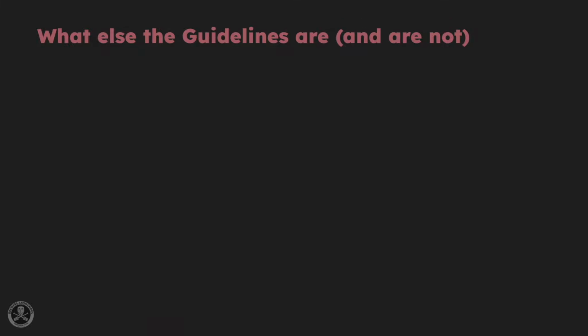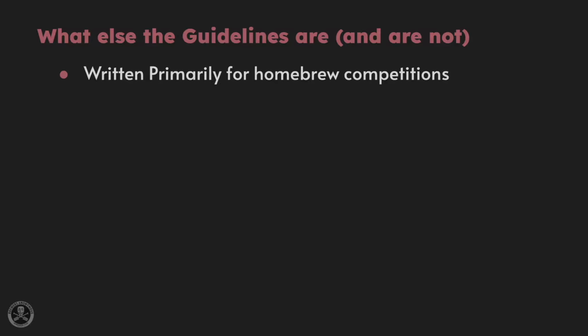Now a little bit more on what the style guidelines are, and possibly more important, what they aren't. First, they are written primarily for homebrew competitions. Are they used elsewhere? They sure are. But when they are, it's up to the person, group, or business using them to use them properly. If a local brewery makes a green IPA with smoked malt and hot peppers and calls it a Munich Helles, it's not the BJCP Style Guidelines' fault that the Munich Helles style description doesn't match that commercial beer.